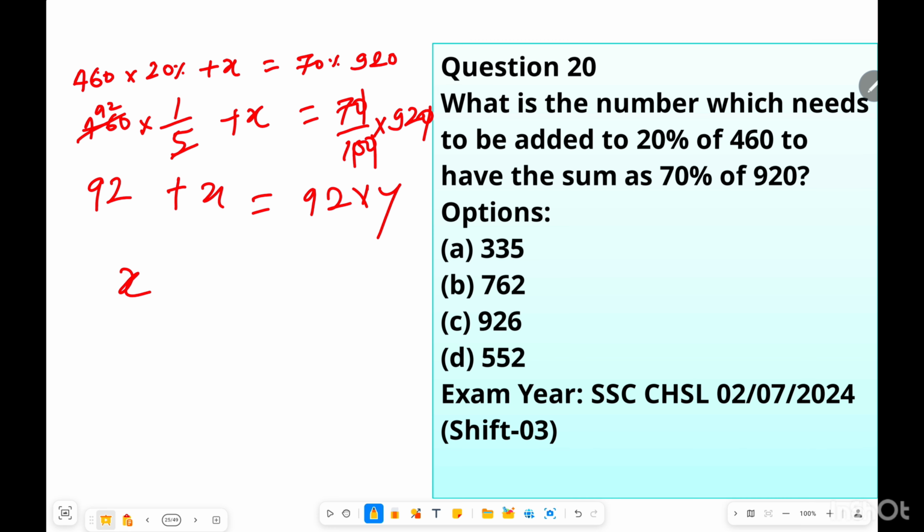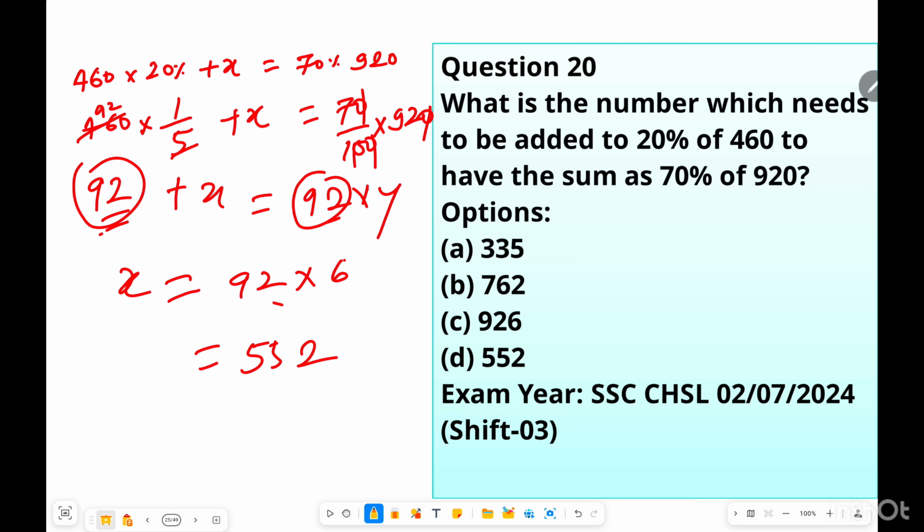So if you see 92 here, and if you try to find out the value of x, how much will it be? 92 will be subtracted from this 92 multiplied by 7, so it becomes 92 multiplied by 6, right? So how much will it be? 552. This will be the answer.